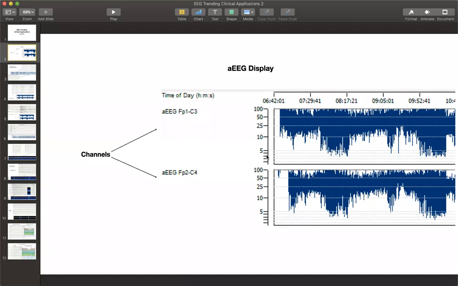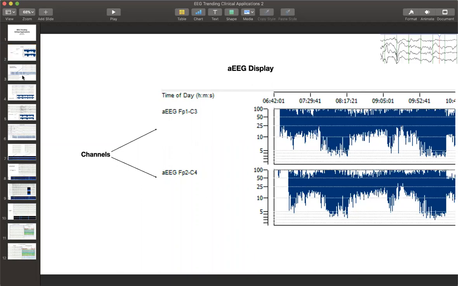And here is the amplitude on the x-axis, and it's semi-logarithmic. So it's 0 to 10, and then 10 to 100 microvolts. That's because most of the activity we're interested in is lower in amplitude, less than 30 microvolts, and we care a lot about suppression in neonates. And then here's time on the y-axis. You can see this is compressed from about 6:45 in the morning to about 10:30-ish.